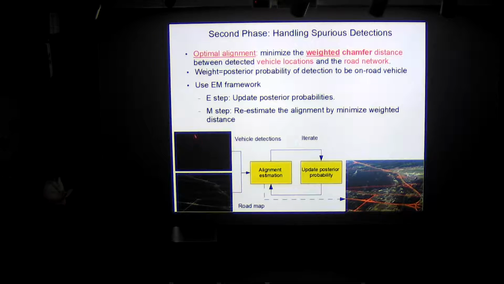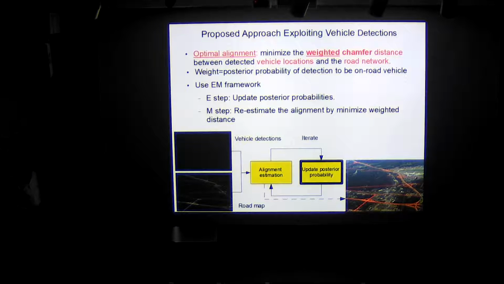So you have these two inputs, the set of detections that you have and the vehicular network. We will estimate the alignment. We will alternate between updating the posterior probabilities and also the distribution parameters and estimating the alignment. And then we will get something which is closely matched with the road network. So we iterate between these two.